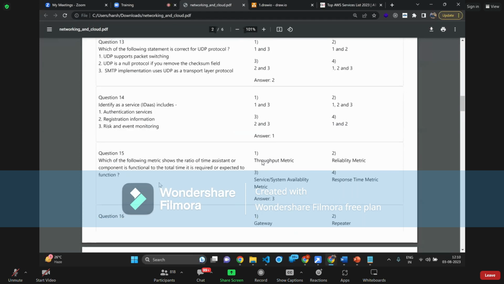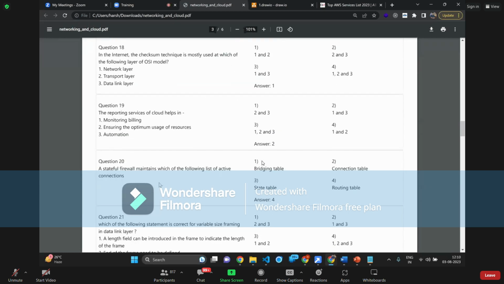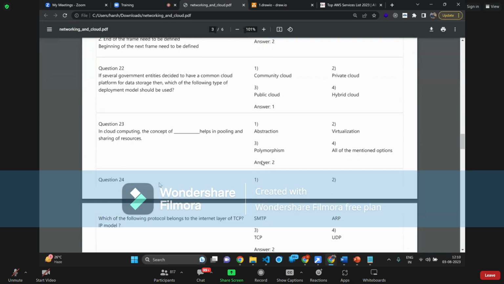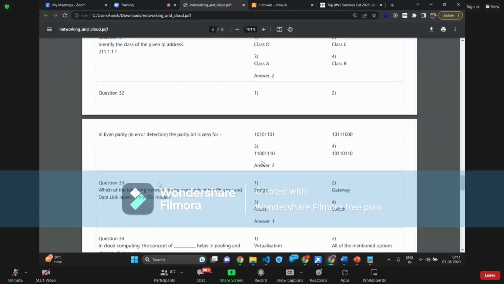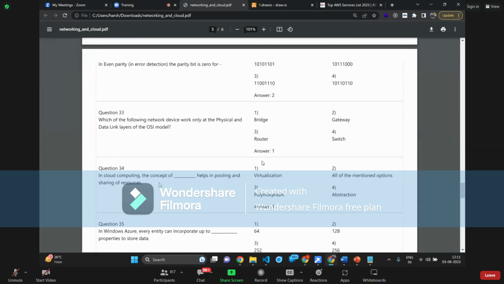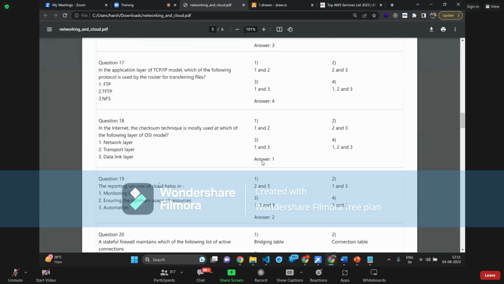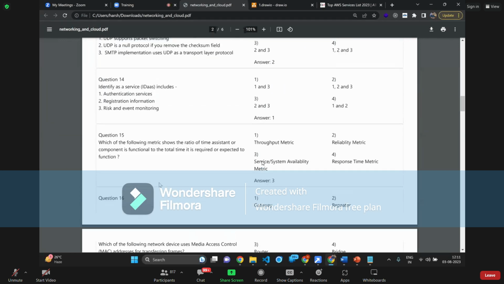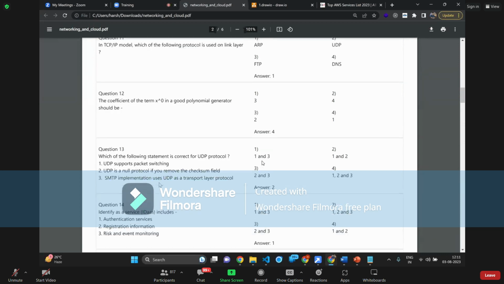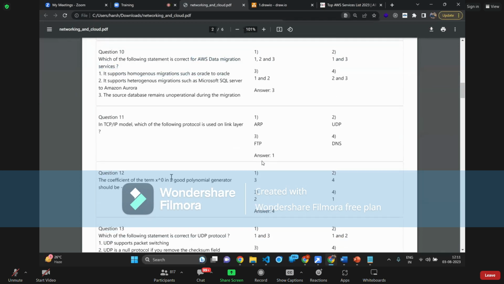Now, say for example, I just explained you, I saw a question somewhere around here. Just a second. Where is it? I just saw a checksum question. Let me search for it again.